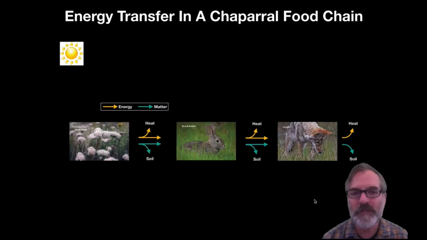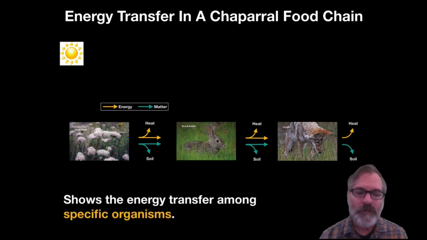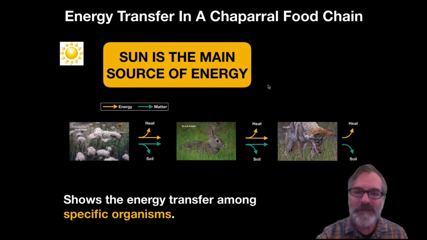Now, let's talk about energy transfer in a chaparral food chain. All right, so this shows the energy transfer among specific organisms. That's what a food chain is. Now, the sun is the main source of energy.